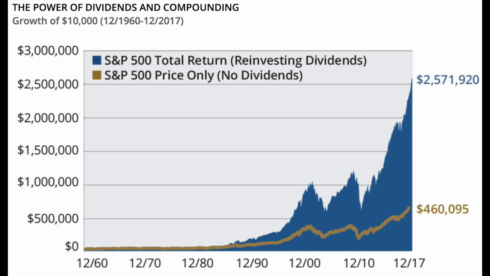Money compounds from two factors: capital appreciation of a stock plus dividend reinvesting. Time is of the essence. The more time you invest, the greater the compound effect.